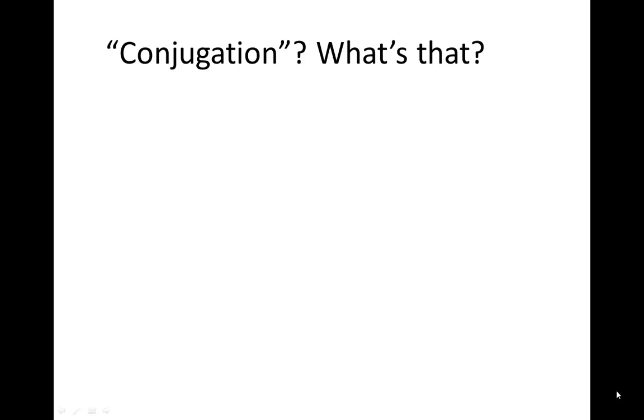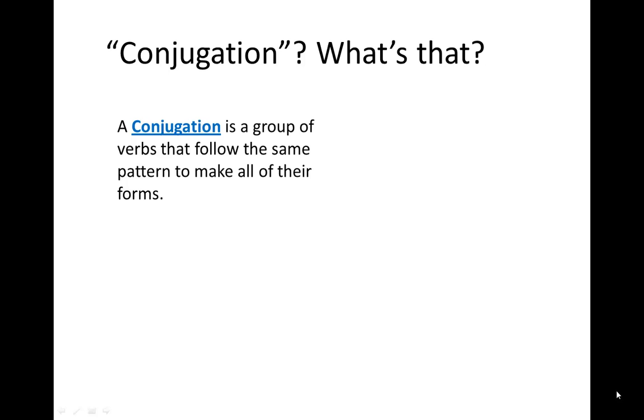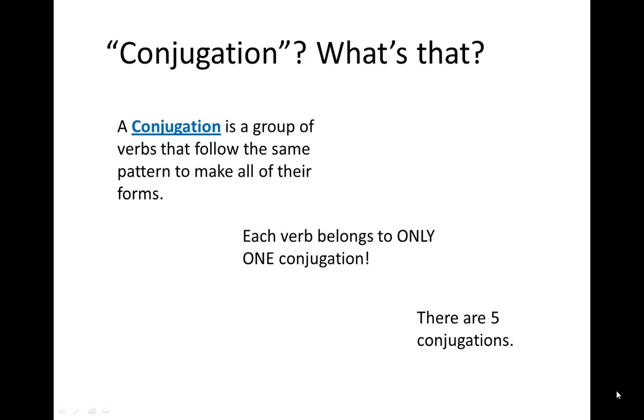But what's a conjugation? A conjugation is a group of verbs that follow the same pattern to make all of their forms. Each verb belongs to only one conjugation. That means it only has one set of specific patterns. There are 5 different conjugations of Latin verbs I will need you to learn.